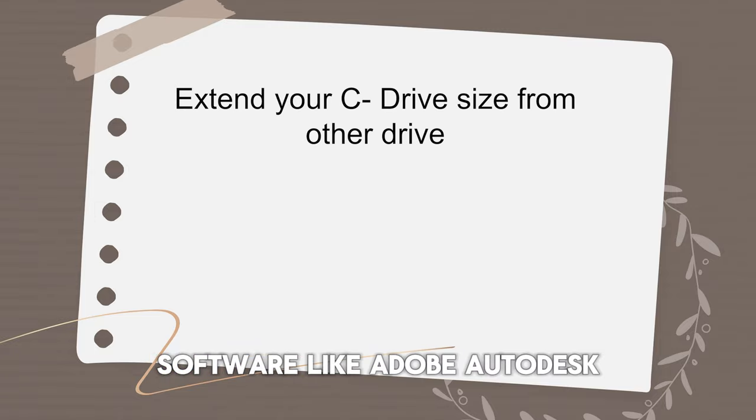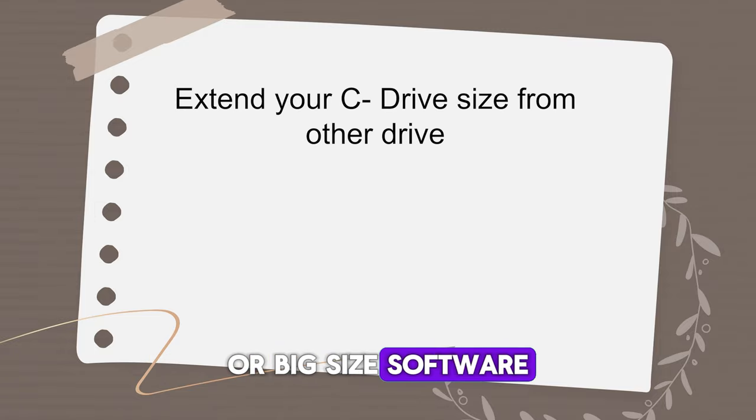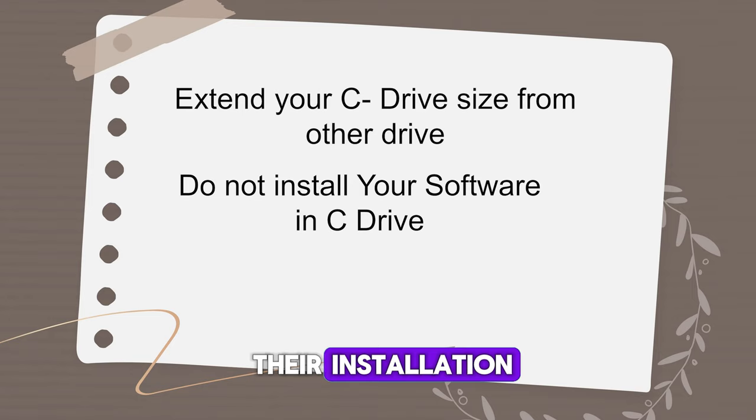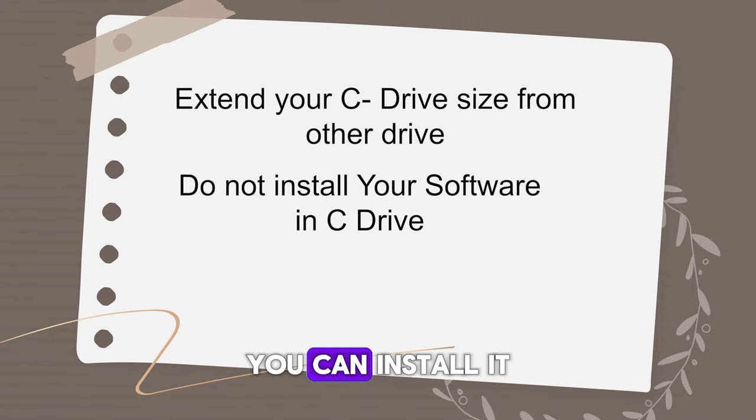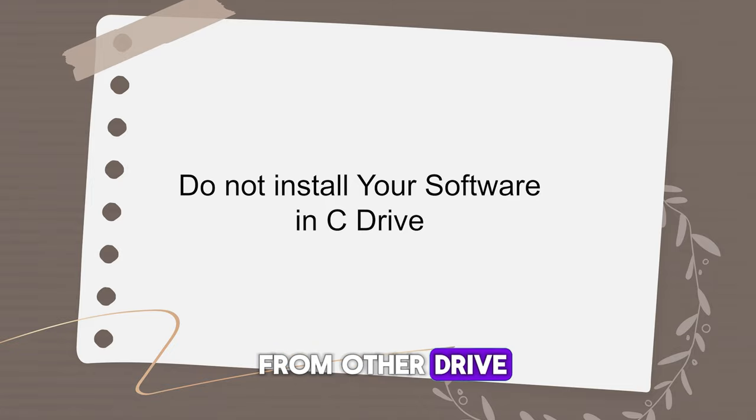Software like Adobe, Autodesk, or other big software need much space for their installation. If you do not have enough space, you can install it on another drive. Or you can extend the size of the C drive from another drive by partition.